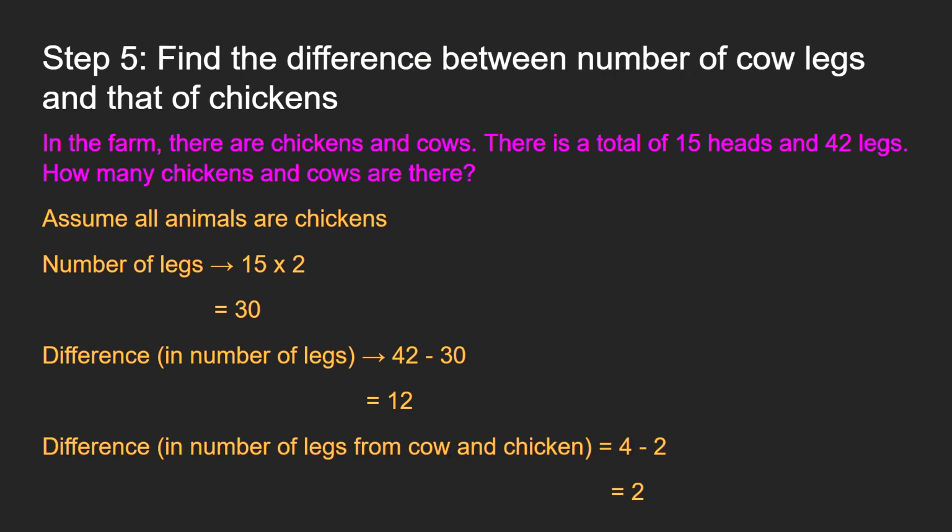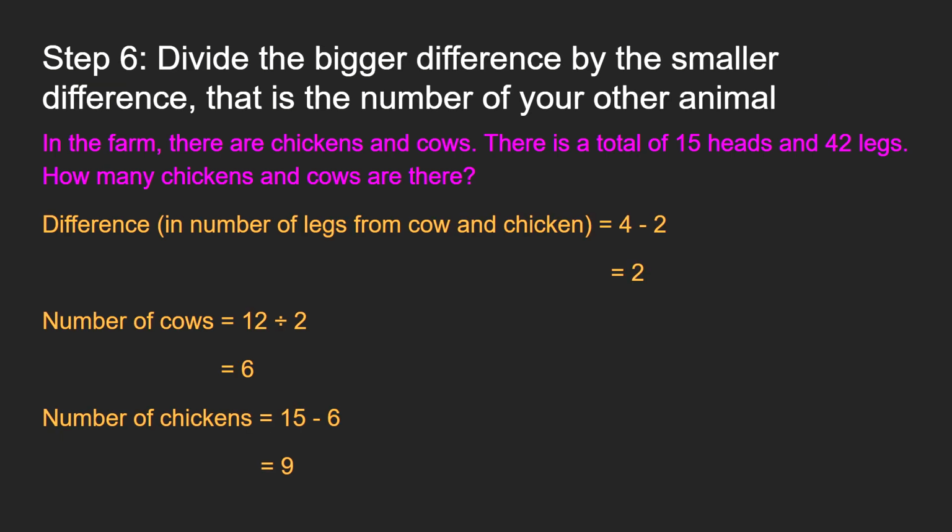After we do this, we find the difference between the number of legs of the chickens and cows. Cow has 4 legs, chicken has 2 legs, we subtract to get 2. And after that, we divide the bigger difference by the smaller difference. And that's the number of your other animal. I'll explain more as we go through the steps. So we have our 12, which is our big difference, 42 minus 30, which gives us 12. And then we have 2, 4 minus 2 equals 2. And 12 divided by 2 equals 6. And 6 is our number of cows.